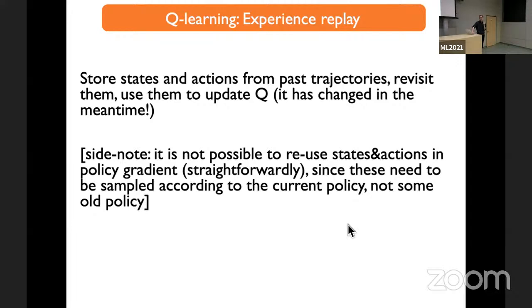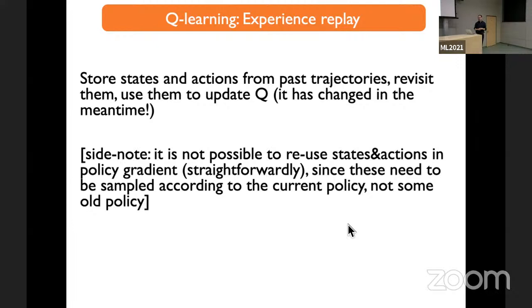And why this is good is because the update rule of the Q function relies on the present values of the Q function. But the Q function by now has changed because you have explored so much more. You have updated it multiple times. So now the update equation has also changed. So it does pay off to use these old states and actions to update the Q function again, to use the update rule again. So this is how you can reuse things that you did in the past without having to go through them again.